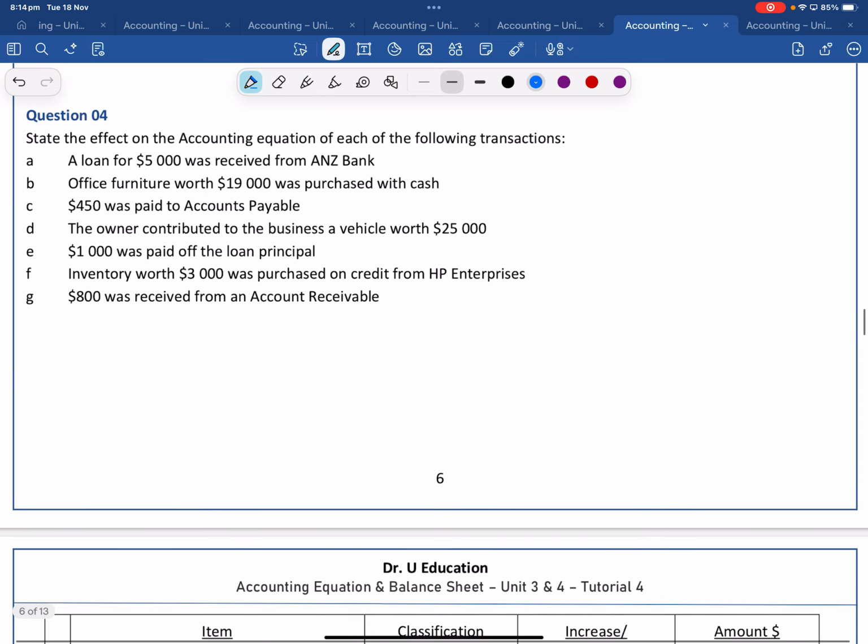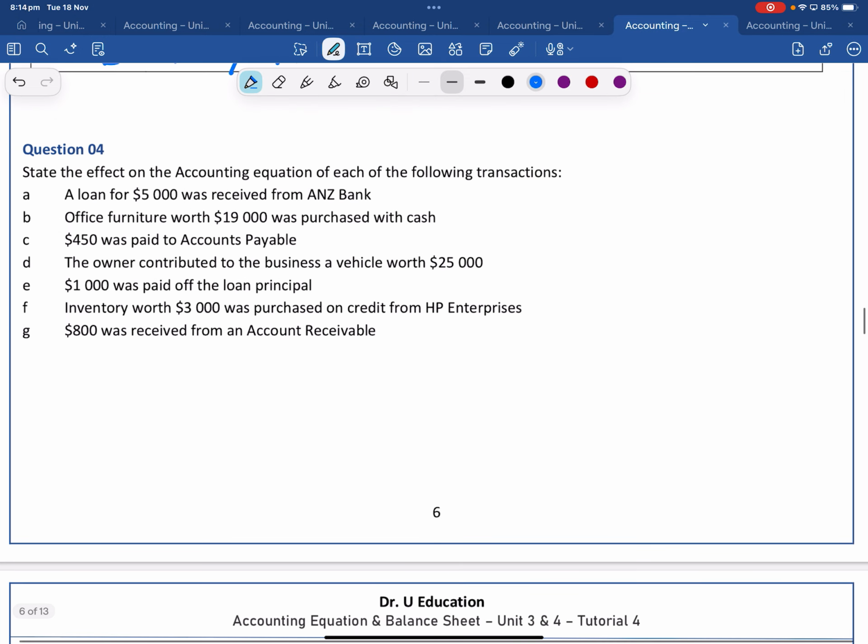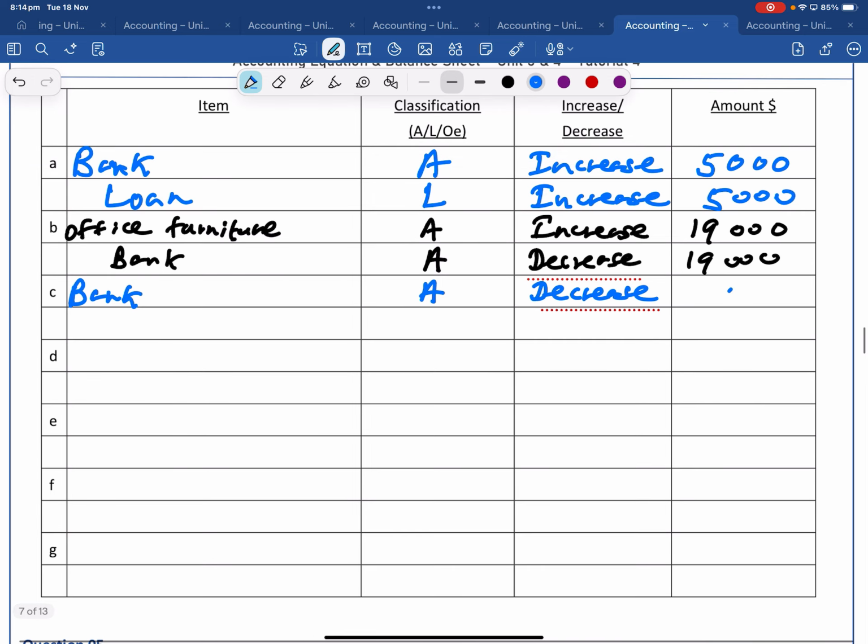Right. 450 was paid to accounts payable. What happens? Bank. Decrease. I said decrease. And then what's the other item? Accounts payable. Accounts payable decrease. Liability. 450.